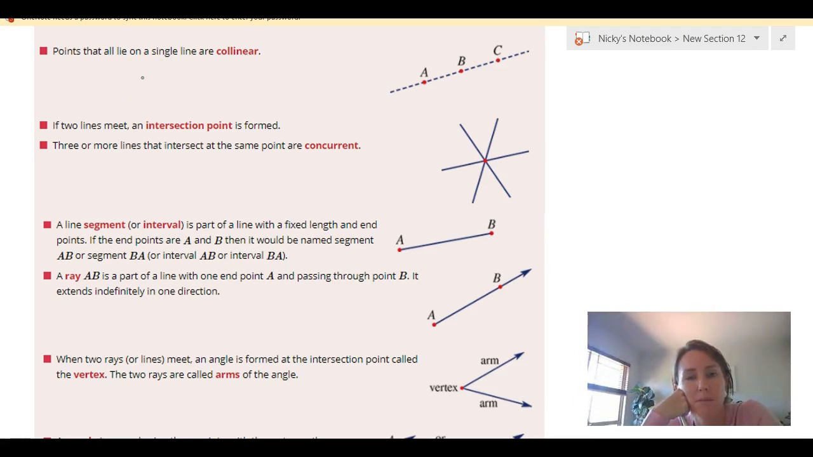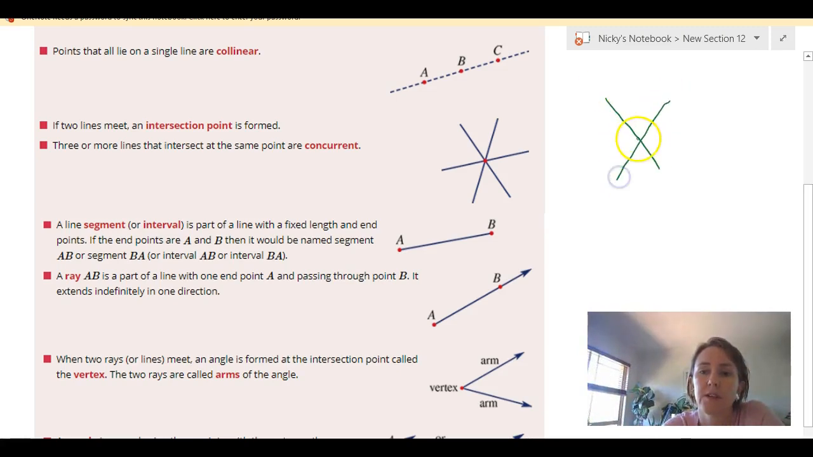If two lines meet, an intersection point is formed. So that's two lines that meet like this, for example. And this would be our intersection point. And if it's three or more lines that intersect at the same point, we would call that concurrent. So they are concurrent lines.